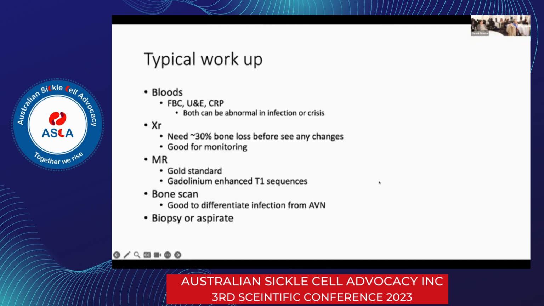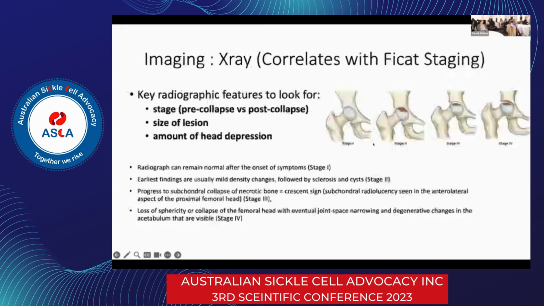MRI is increasingly becoming the gold standard for workup for patients with possible AVN as a cause for their bone pain. If there are other things going on and you're not too sure, then a bone scan can be helpful to differentiate infection from AVN. And if you're still not sure what the cause is, then often a biopsy or an aspirate will help define things.